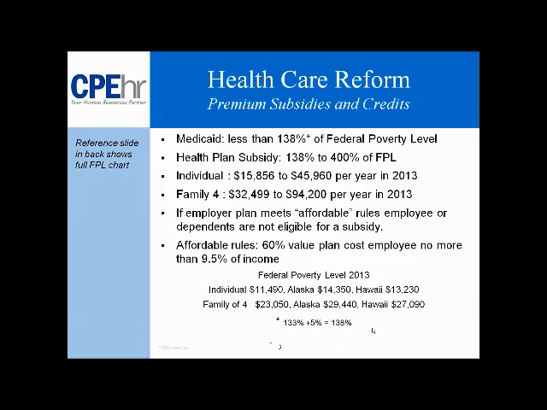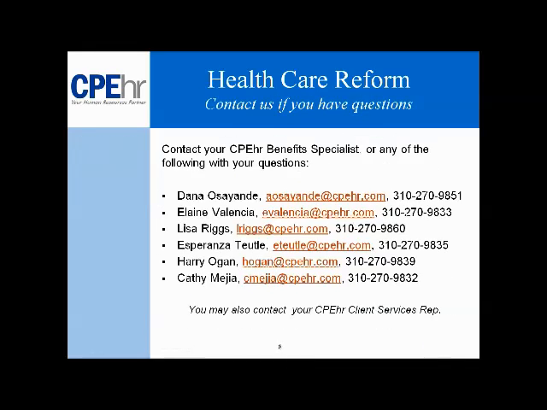Below is just some information about the federal poverty level in 2013. For an individual, it's $11,490. In Alaska, slightly higher, and Hawaii, slightly higher. And then the family of four information is also included. At the back of the presentation, we have a reference document that gives the full table of the federal poverty level based on family size.